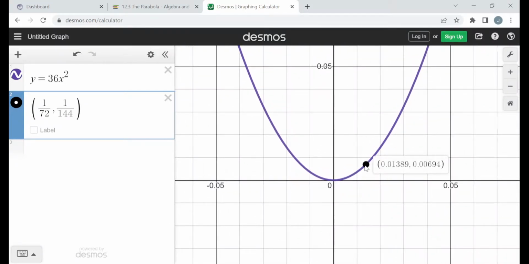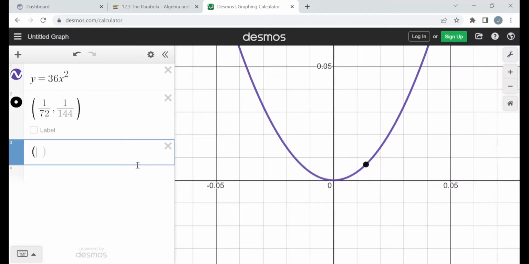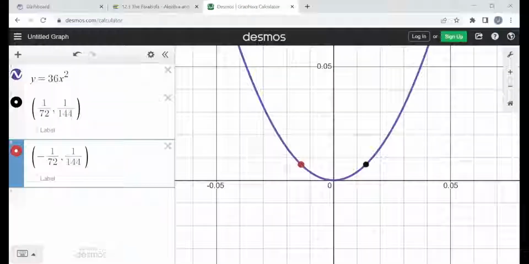Just really, really tiny numbers. And the focus is really close to the vertex as well. And the other one was at negative 1/72, comma 1/144. You see those points are actually on the parabola, right? I'm just zoomed in real close right now. So great. So my drawing was technically good. All the coordinates are correct. All the numbers are right. So let's move on.